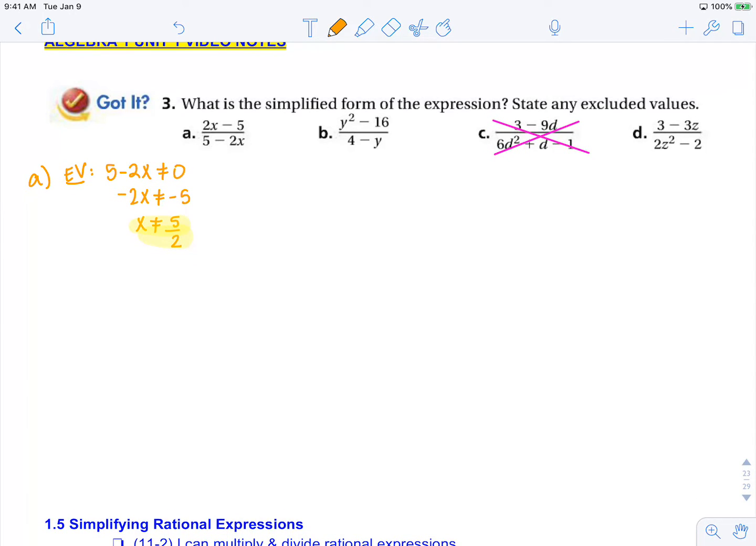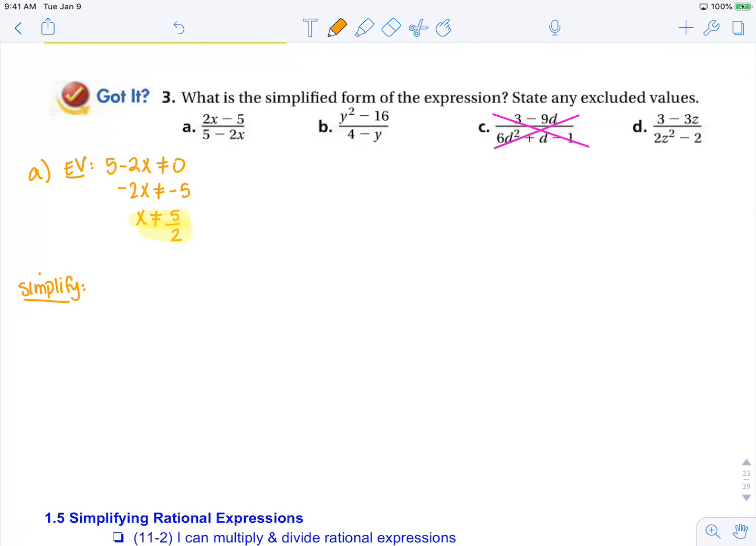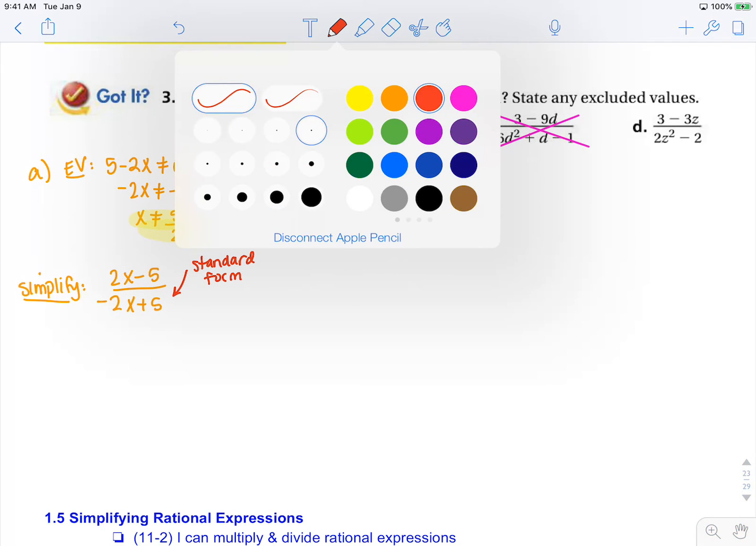So now, to simplify, I need to factor my numerator and denominator. So my numerator is 2x minus 5, and my denominator is negative 2x plus 5, and that is putting it in standard form, right? Remember, before we factor, it should be in standard form.